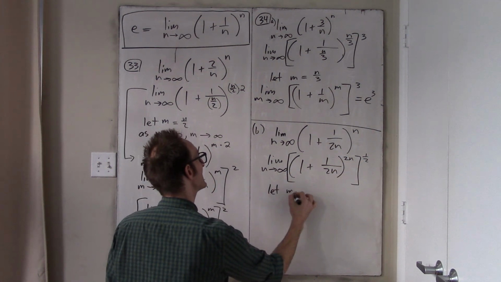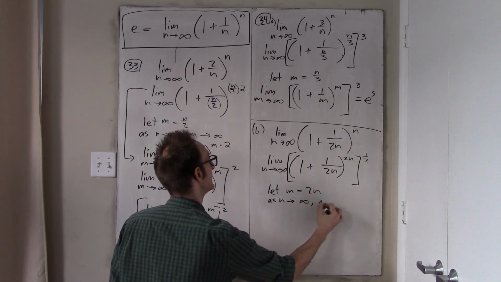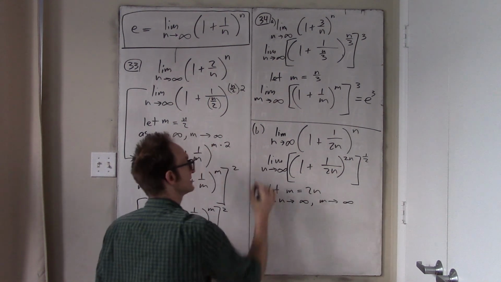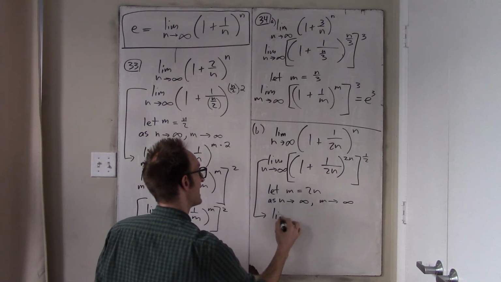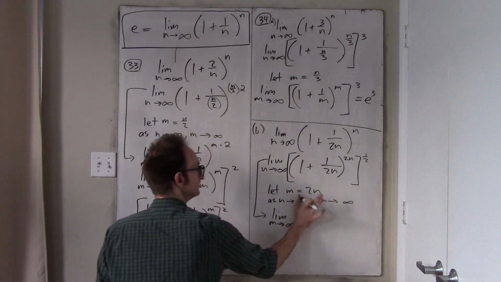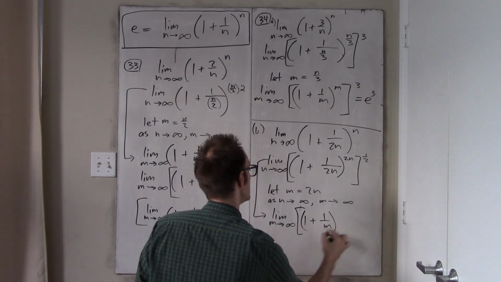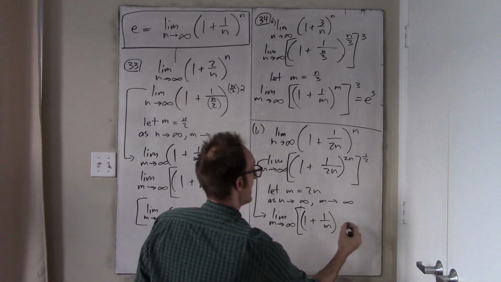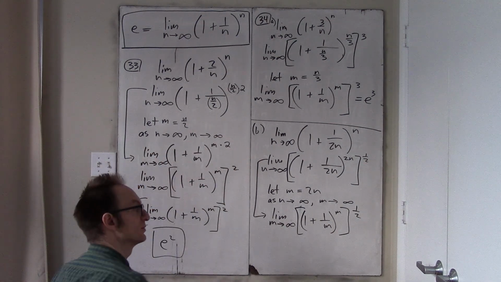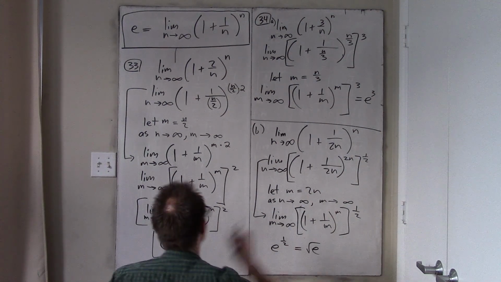But now, if I let m be 2n, it's still true that as n approaches infinity, m will also approach infinity. And so I may rewrite this limit as the limit as m goes to infinity of (1 plus 1 over m) to the m, but all to the 1/2. And so as m goes to infinity, that becomes e inside there, and so this whole thing is e to the 1/2, or square root of e.